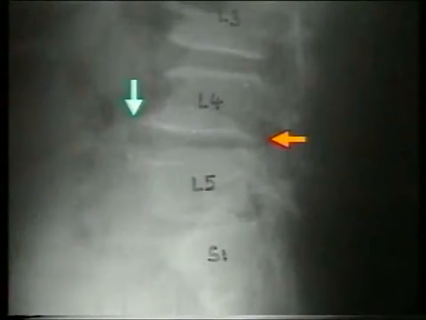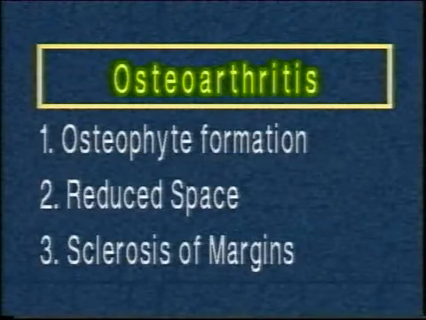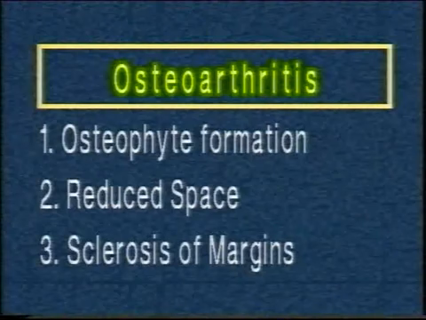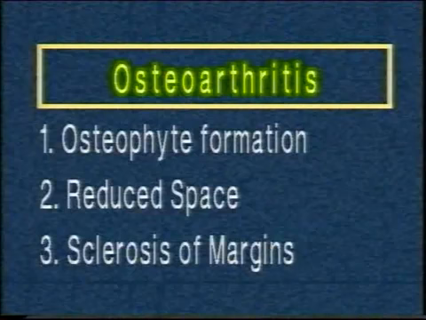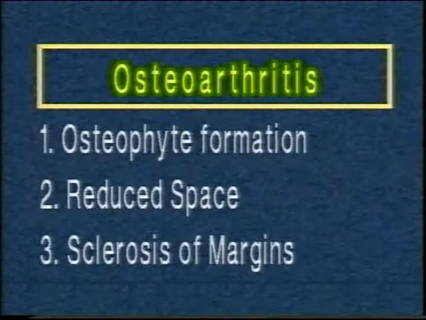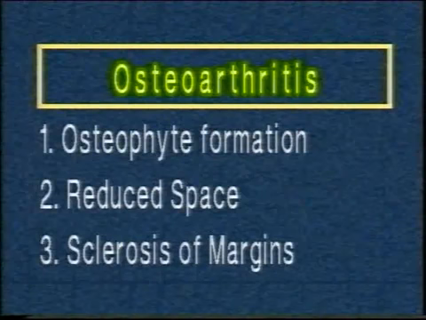This is another X-ray showing typical changes of osteoarthritis. The vertical arrow anteriorly points to a large osteophyte and the horizontal arrow posteriorly points to a reduced joint space. Even the L5S1 space is reduced. This is osteoarthritis of the lumbar spine. So the features of osteoarthritis on X-ray are reduction in intervertebral space due to cartilage and disc degeneration, osteophyte formation at the joint margins, and sclerosis of opposing margins of adjacent vertebrae.